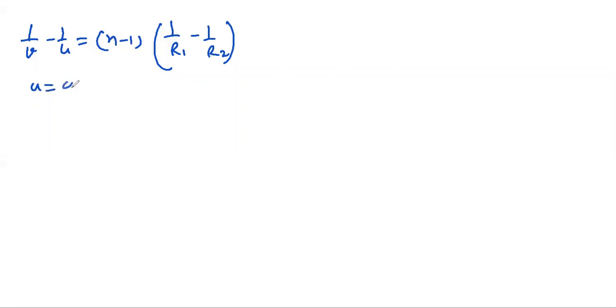You take u as infinity. So v will become f. At the place of v, 1 by f minus 1 upon infinity is equal to n minus 1, 1 upon r1 minus 1 upon r2.